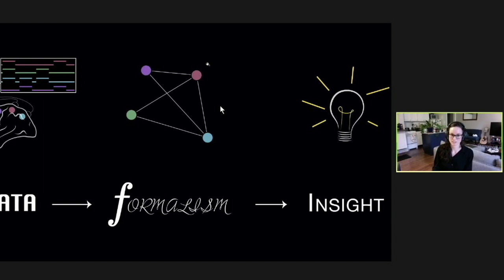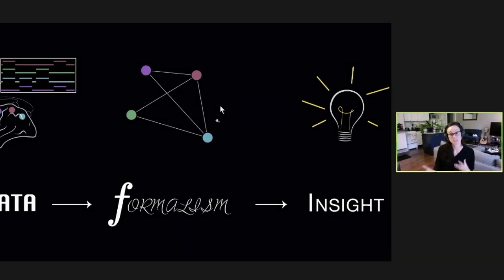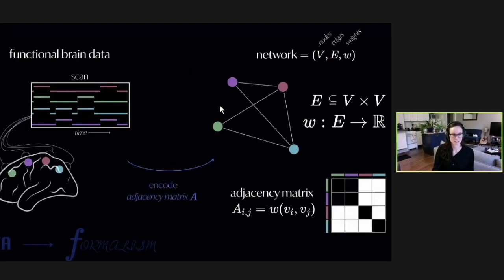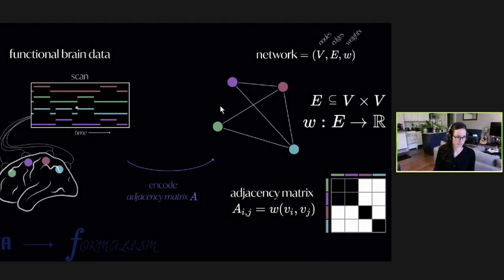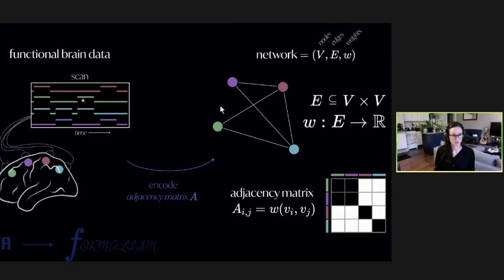And then once it's in this formalism, we can use computational methods, again, talked about previously today, to then gain more insight into our actual system. So more specifically, what this has been looking like, this first data to formalism step, we have, for example, functional brain data. So perhaps we're just scanning someone. This is a resting state scan, and we'll encode this data using an adjacency matrix as a network.